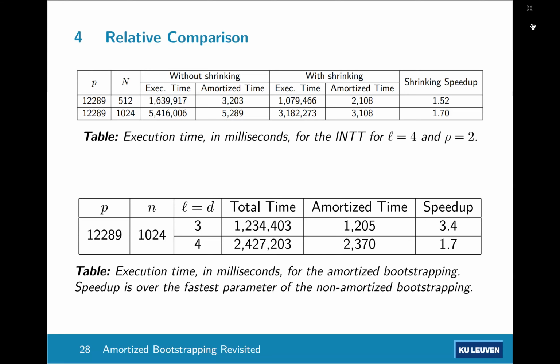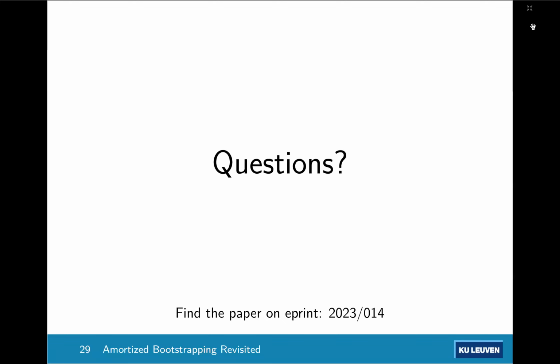As a final thing, I want to mention that the amortized bootstrapping protocol has a failure rate of 2 to the minus 22 for 7-bit integers, but for 8-bit integers, this goes up to 2 to the minus 7. Thank you very much.